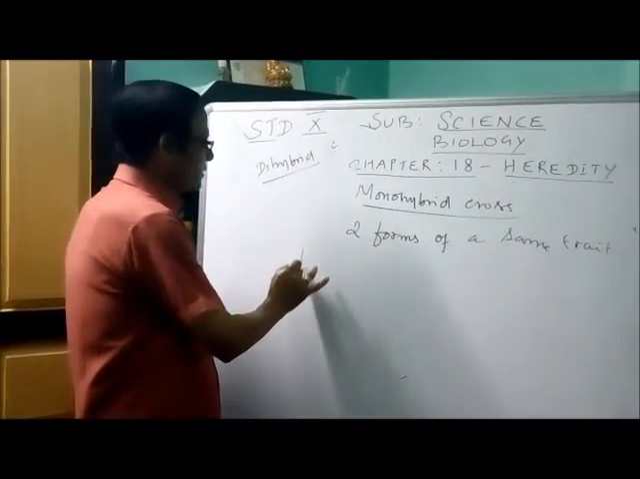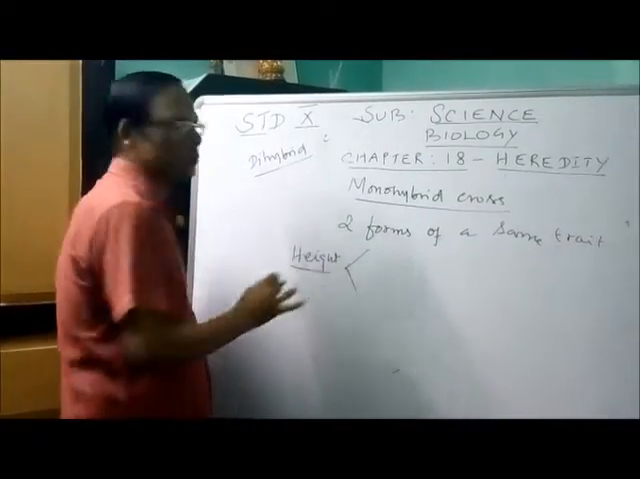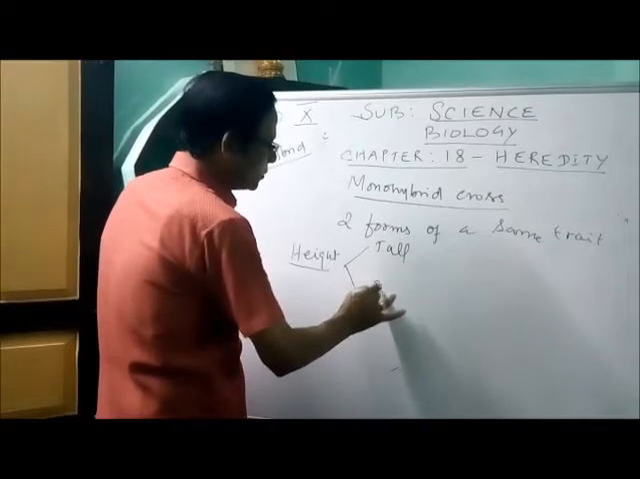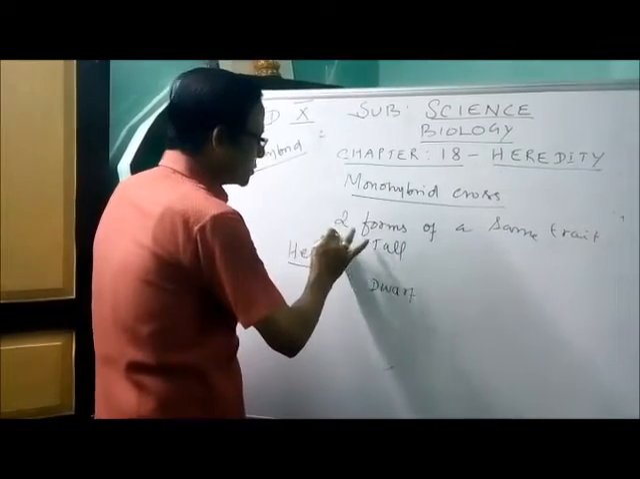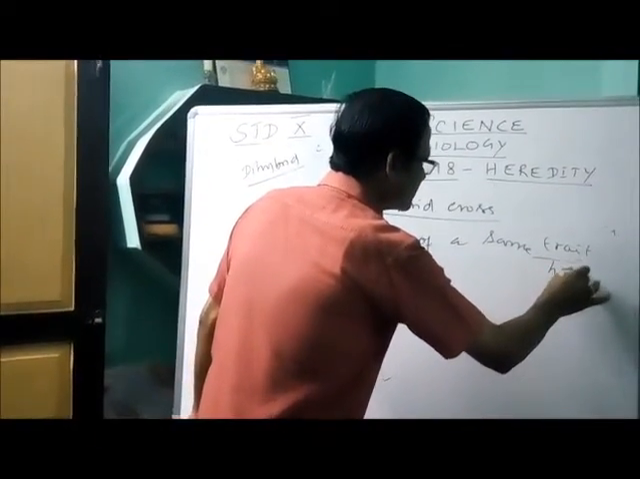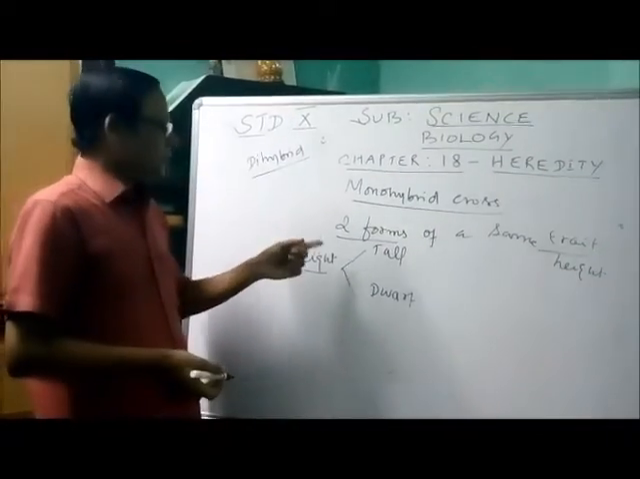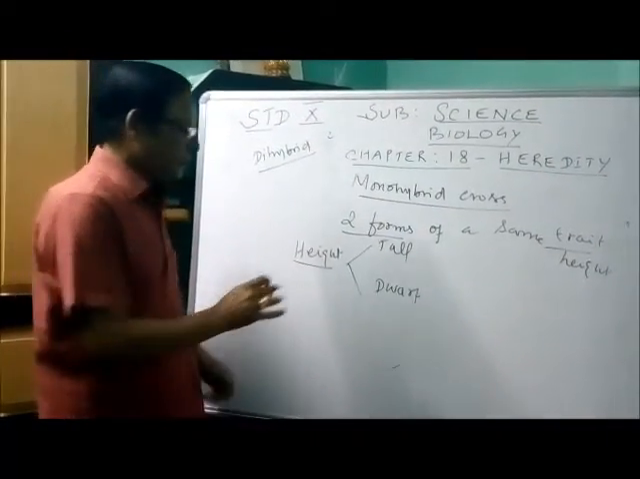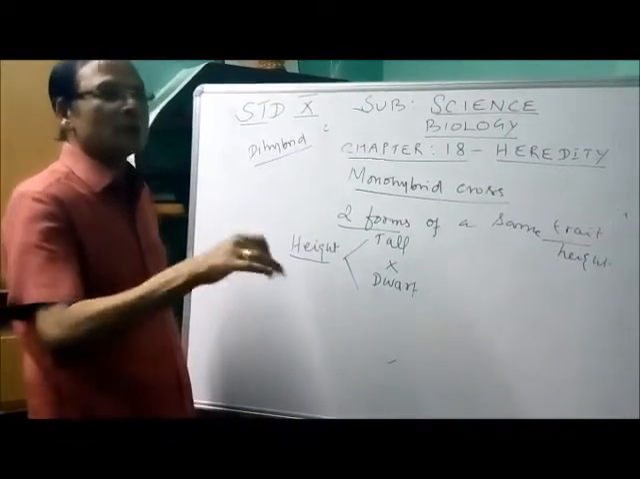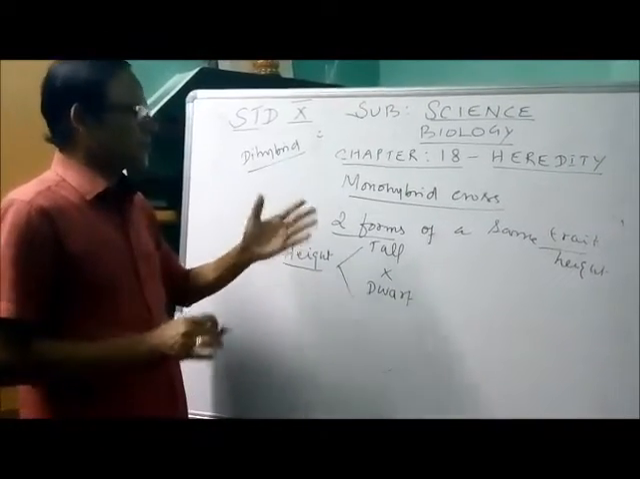If we are taking height as a character, there are two forms or two different varieties. One, the tall, another one, dwarf. So these are the two forms of the same trait, the height. That is what is called a monohybrid cross. We are making a cross between tall and dwarf. These two are a pair of contrasting characters. What are the results we get by making a cross like that?